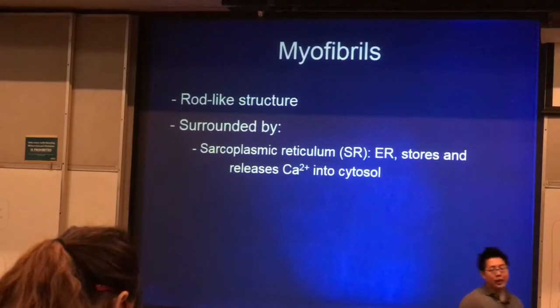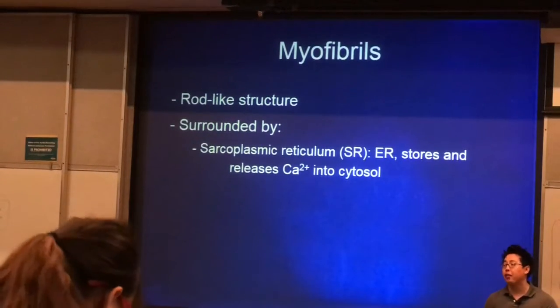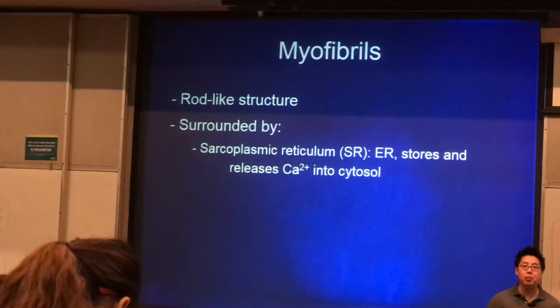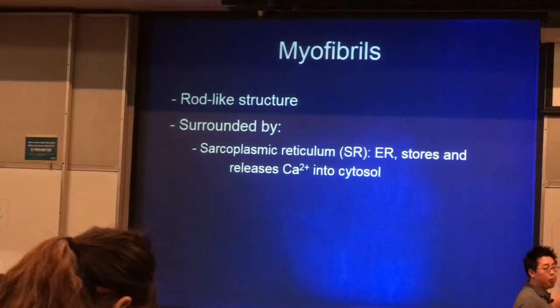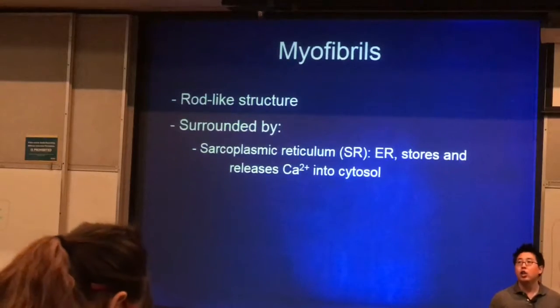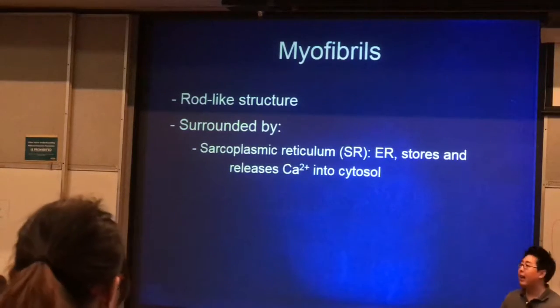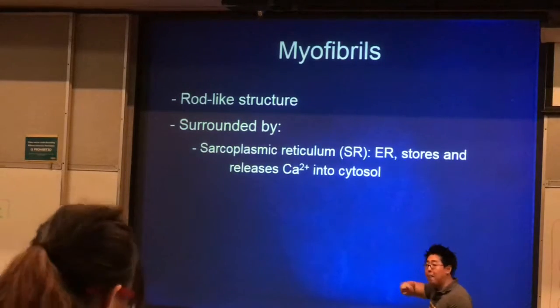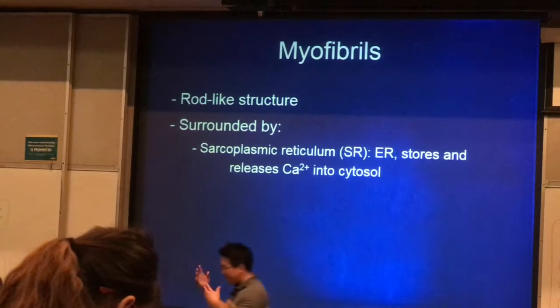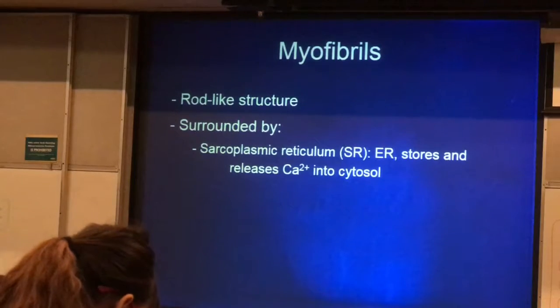So the muscle cell is weird. We don't call it a muscle cell, we call it a muscle fiber. We don't call it a cell membrane, we call it a what? Sarcolemma. We don't call it an endoplasmic reticulum, we call it a sarcoplasmic reticulum. And the sarcoplasmic reticulum, or SR, is going to wrap around your myofibrils, which I will draw right now.